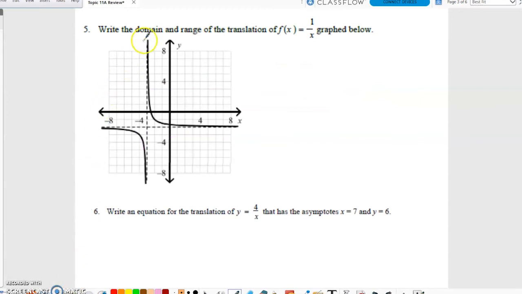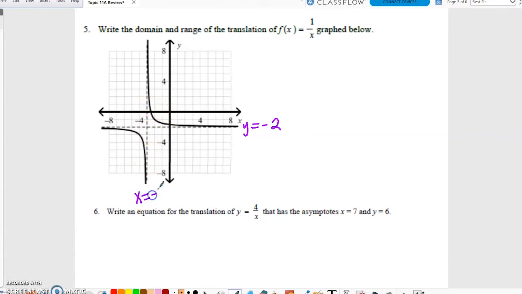Looking at number 5, it's wanting us to write the domain and range of the translation of f of x equals 1 over x graph below. So this is some transformation. We don't exactly know. It doesn't give us the equation right off the bat, but I do see the asymptotes. And I can see this horizontal asymptote is at 0, -1, -2. So this is y equals -2. And then looking at my vertical asymptote, this is -1, -2, -3.